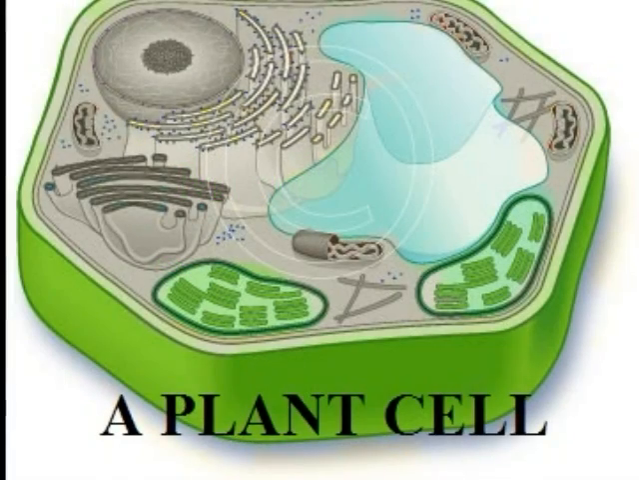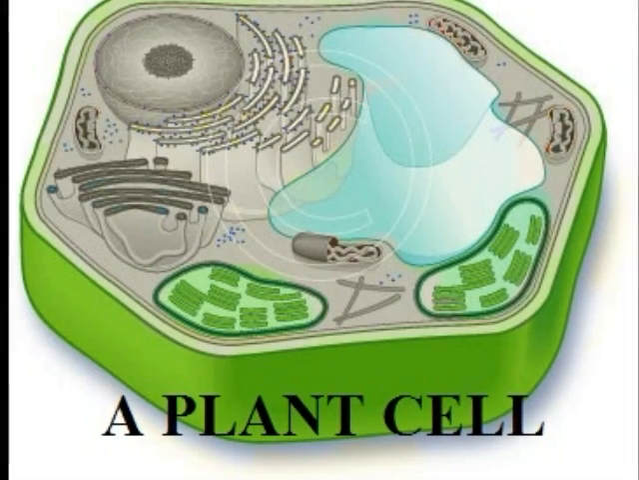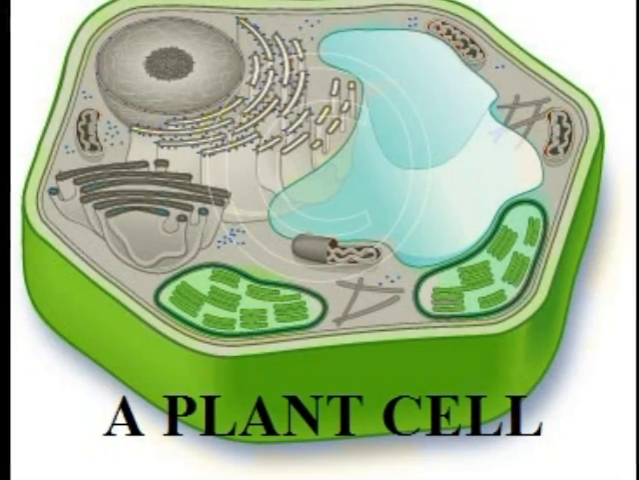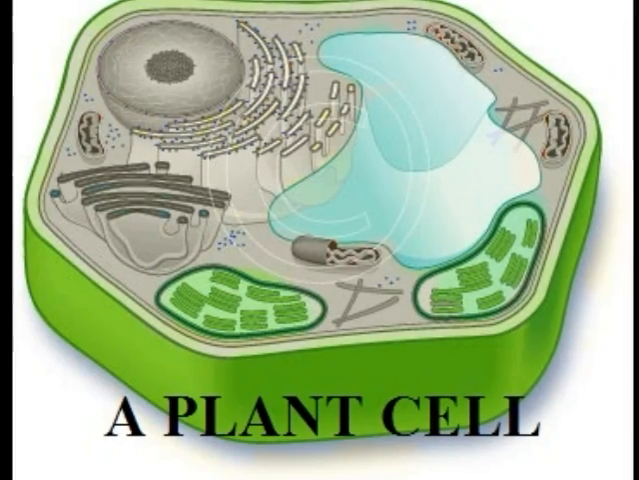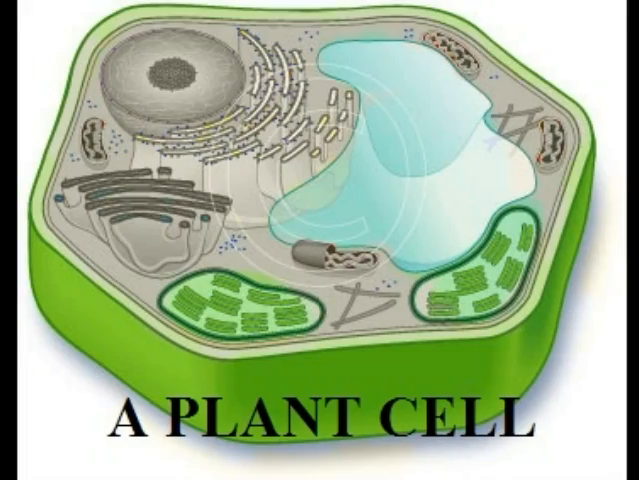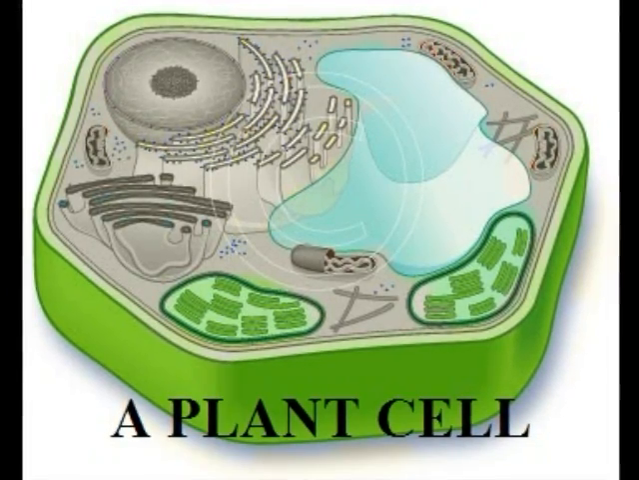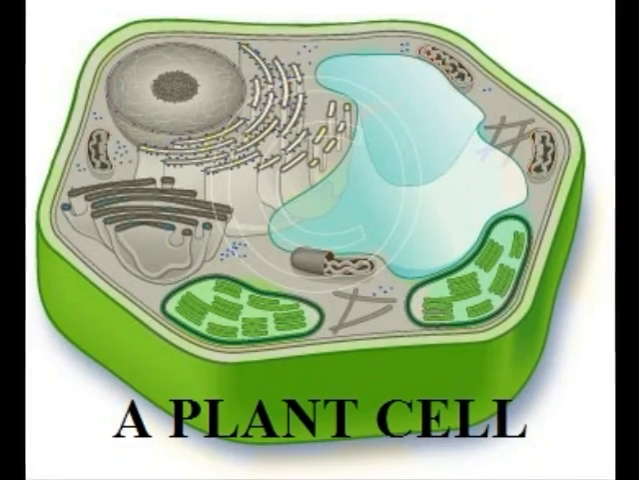Here we have a plant cell. One difference between the two is the cell wall, a protective layer only plant cells have. Also the vacuole is much larger on a plant cell. They also have chloroplasts, which contain chlorophyll, which gives plants their green color and the ability to absorb energy from sunlight.